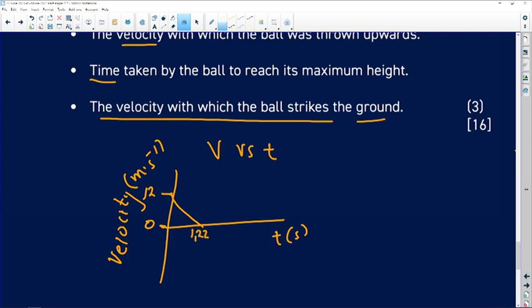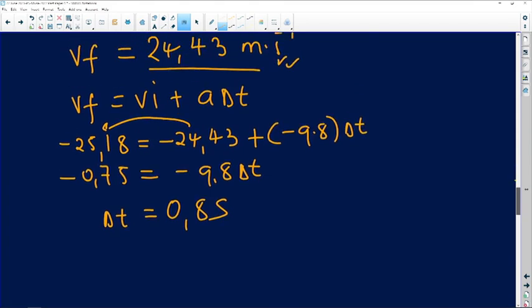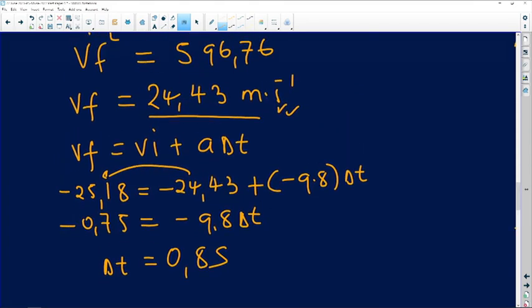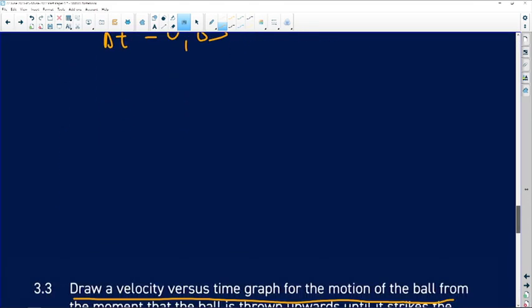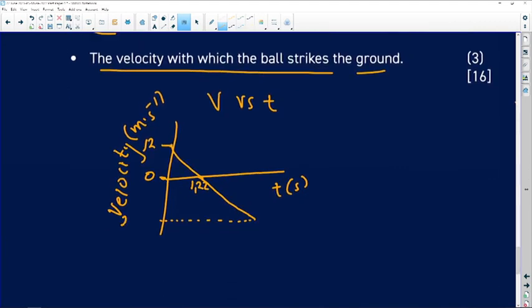And then the ball turned and moved vertically downwards. And therefore the maximum velocity it reached when it reached the ground, we got the answer here. We can just verify it. Our answer was 25,18. So we have to indicate that on the graph. 25,18. That's the velocity versus time graph.